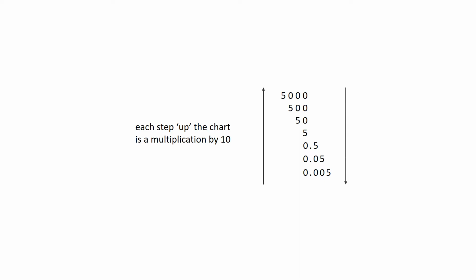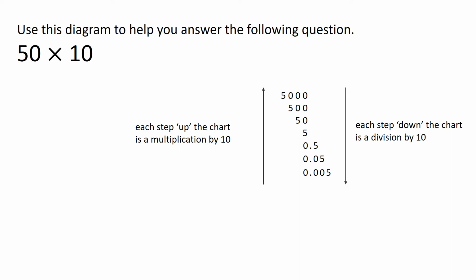Let's have a particular look at the one involving the number 5. Going up the chart, each step up the chart is a multiplication by 10, and each step down the chart is a division by 10. This concept we encourage people to become really familiar and fluent with, using the chart and without using the chart. Use this diagram to help you answer the following question. 50 times 10, well there's the 50. Each step up the chart is a multiplication by 10, so that would be 500.